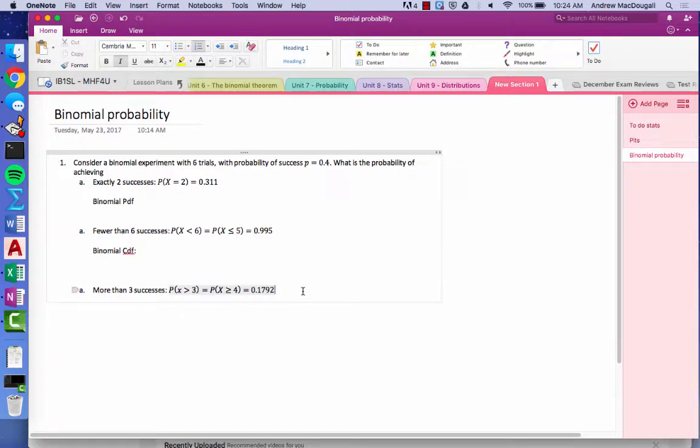Of course, we have a formula for binomial probability, but if you're on paper 2, and in many cases in general, it is easier just to use your calculator.